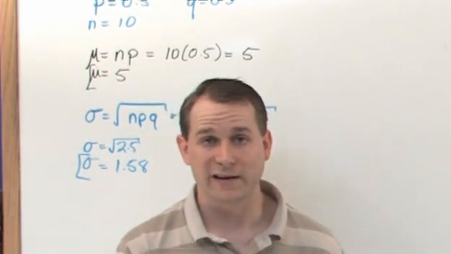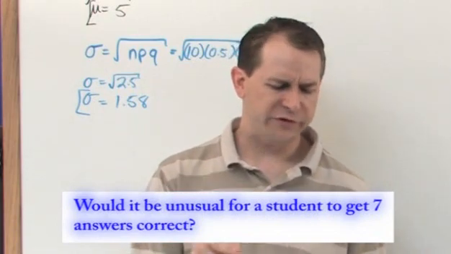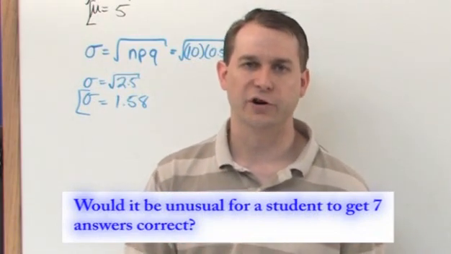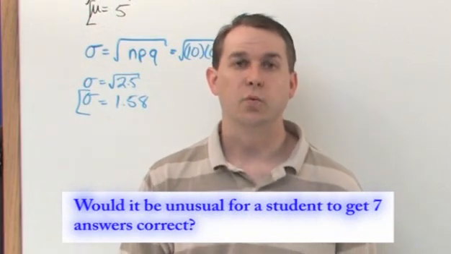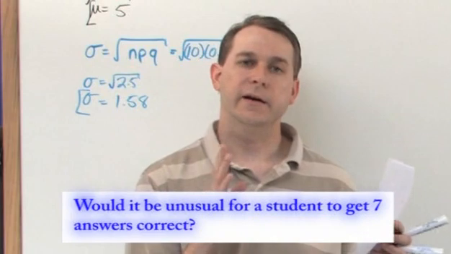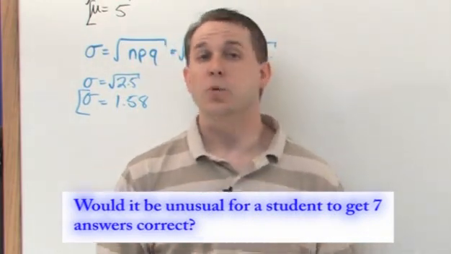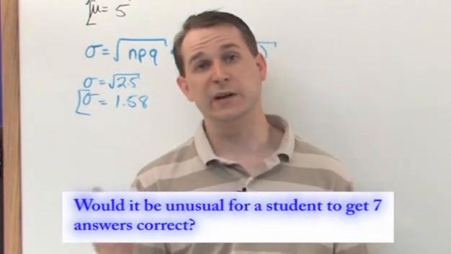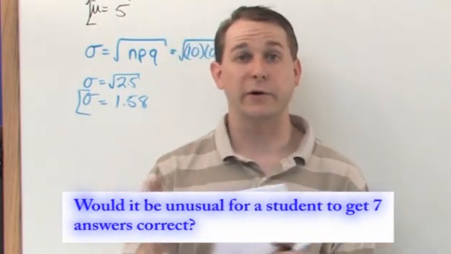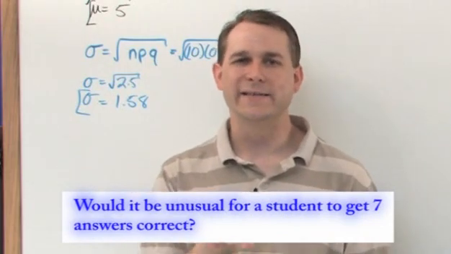So the follow-up question to illustrate that is, would it be unusual for a student to get 7 answers correct? That's what we want to know next. Again, we know that some people can guess and get 5 right, some people can get 6 right, and some people can get 3 right. We also know that some people can guess and just be really lucky and get 10 of them right, but that's very unlikely to happen. So our question is, if they get 7 answers right, is that unusual?